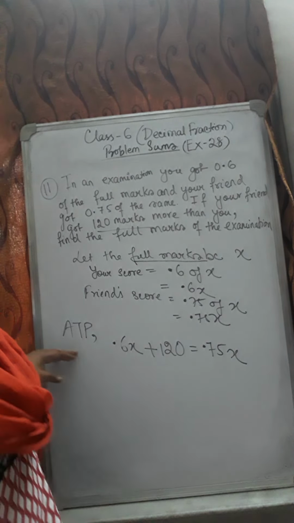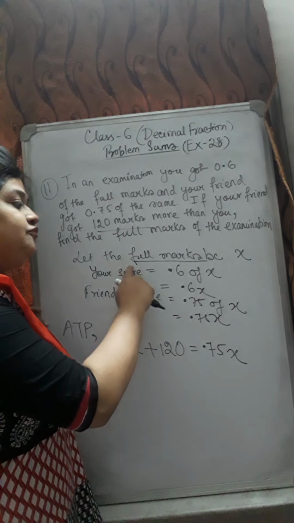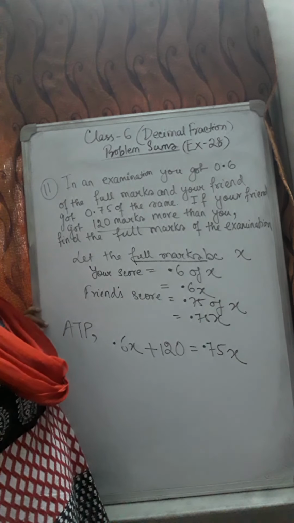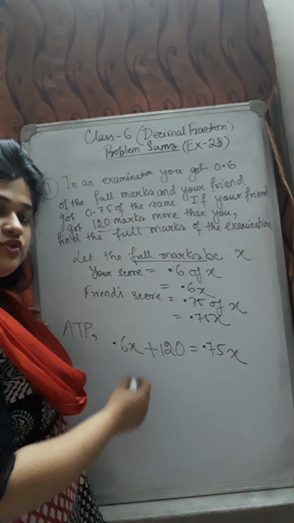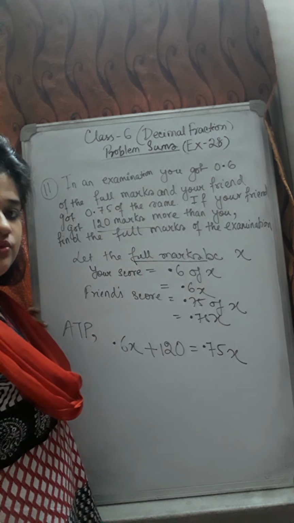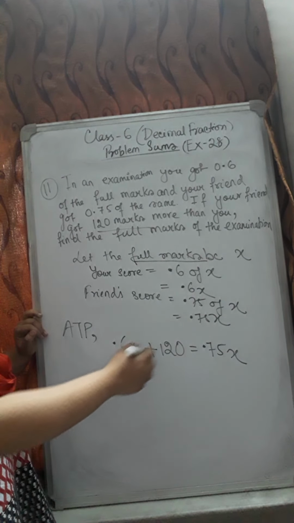Now, if we solve this, we can get the unknown value x. And what is x? The full marks. We have taken, let the full marks be x. So if we get the value of x, we are basically finding the full marks, and that is our question. What is the full marks of the examination? So we will begin solving.